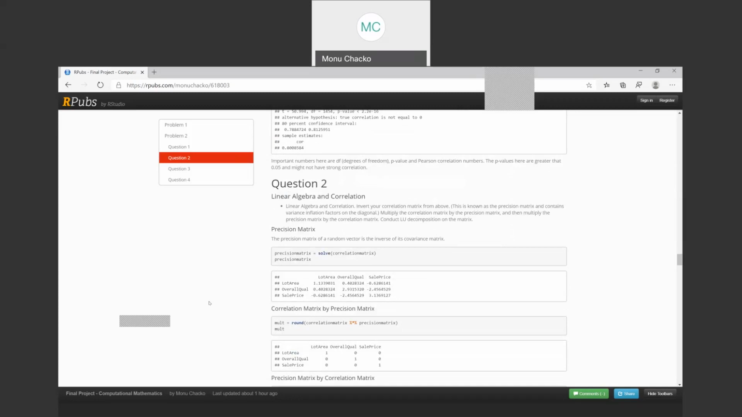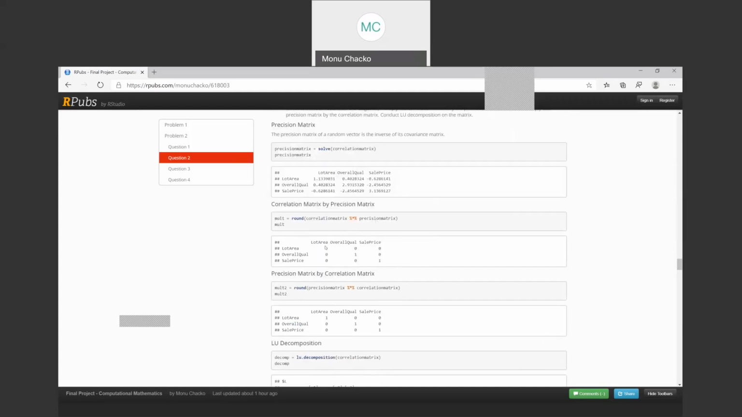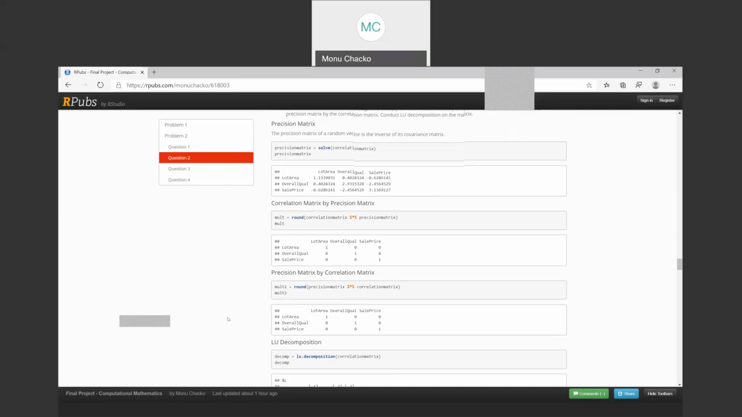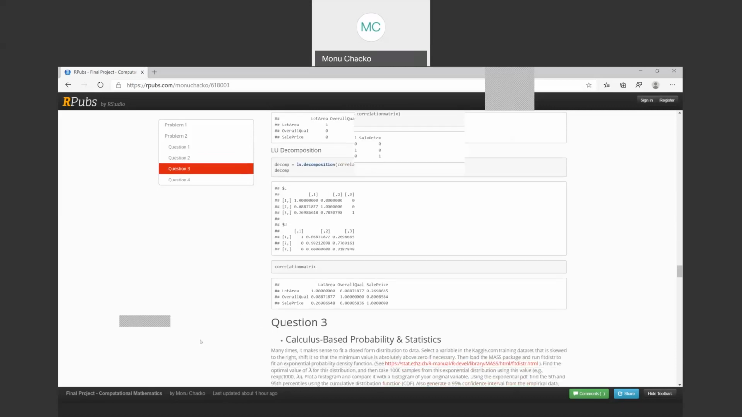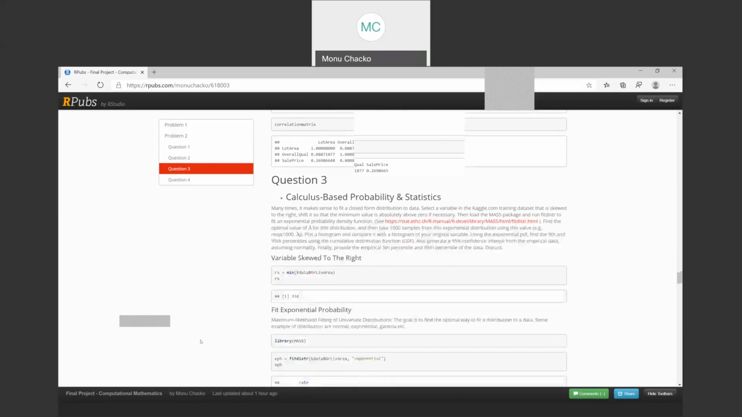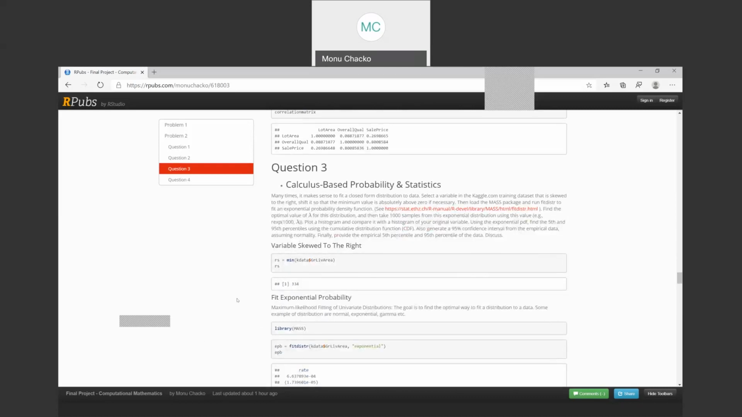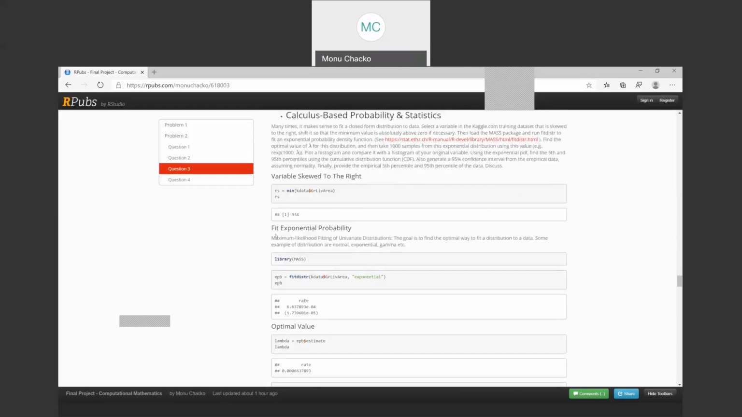And this is the Pearson matrix. It's nothing but the inverse of the covariance matrix. If you multiply both of them, you get an identity matrix, and if you multiply them again, you still get an identity matrix. And this is the LU decomposition and the correlation matrix. Here we have the variables to the right.